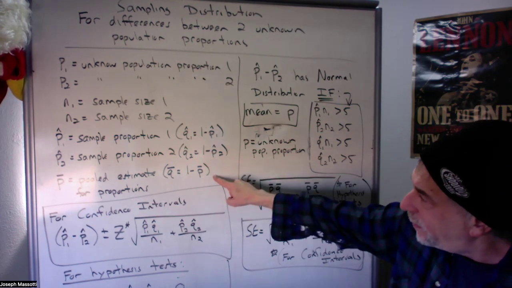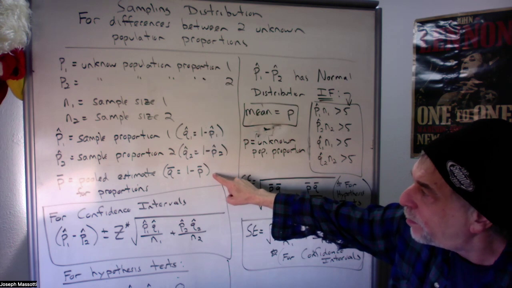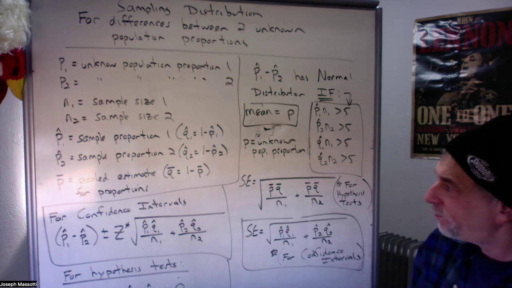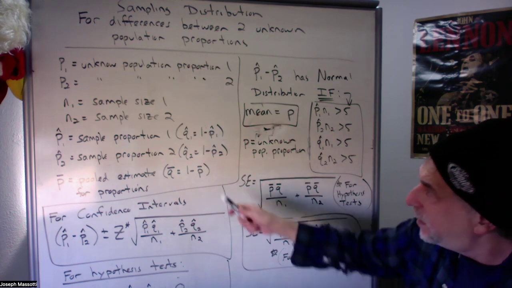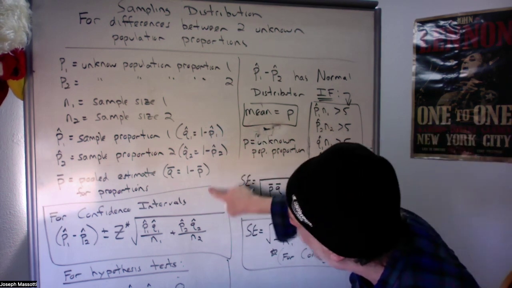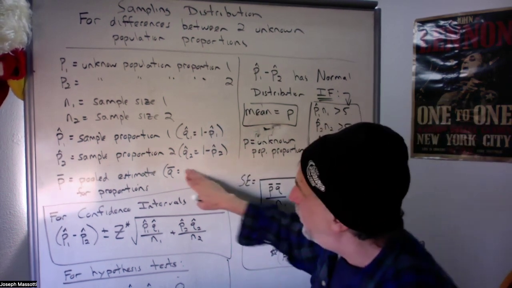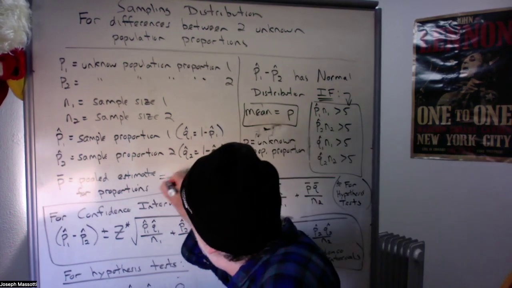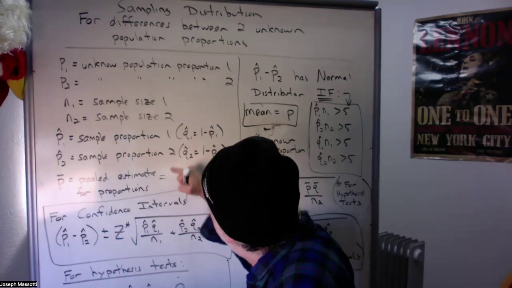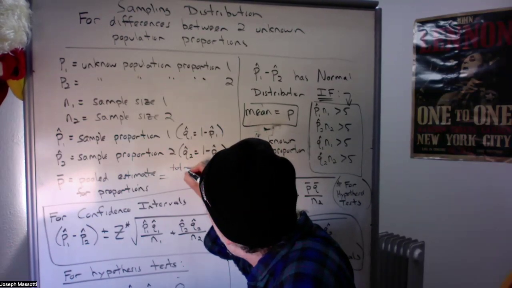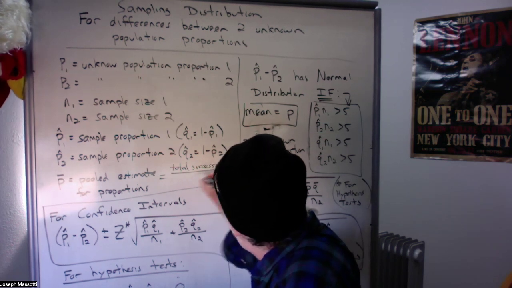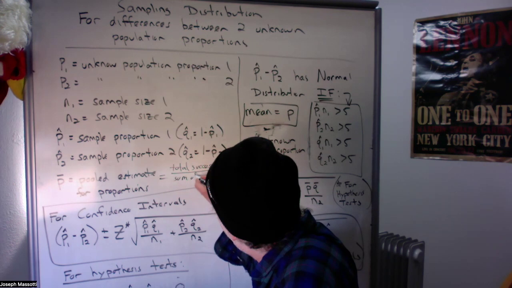Now, one thing that enters in here is something we call the pooled estimate. The pooled estimate is going to be the sum, I should put that here. The pooled estimate is going to be the number of successes, total number of successes, over the sum of the sample sizes.